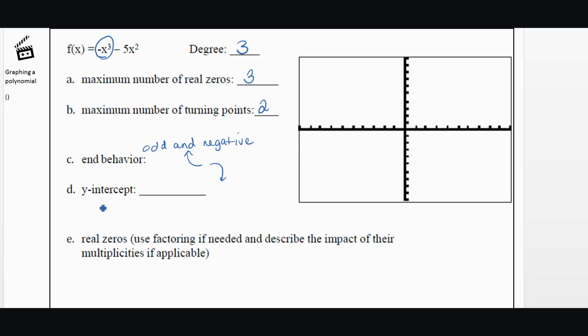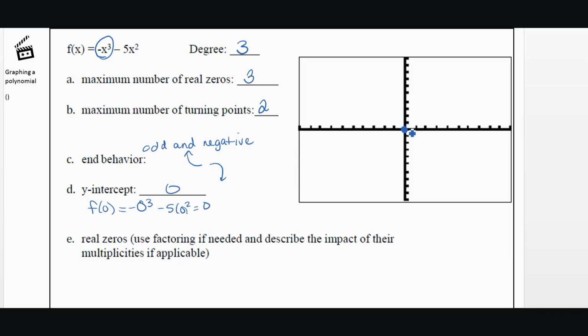Now, to get the y-intercept, you're always going to look for f of 0, because that's where it crosses the y-axis, and the x value on the y-axis is 0. So f of 0 here will be negative 0 cubed minus 5 times 0 squared. We get 0. So we know it's going to cross at the origin.